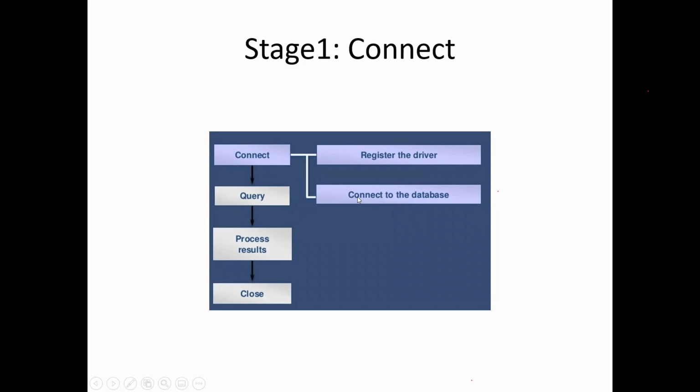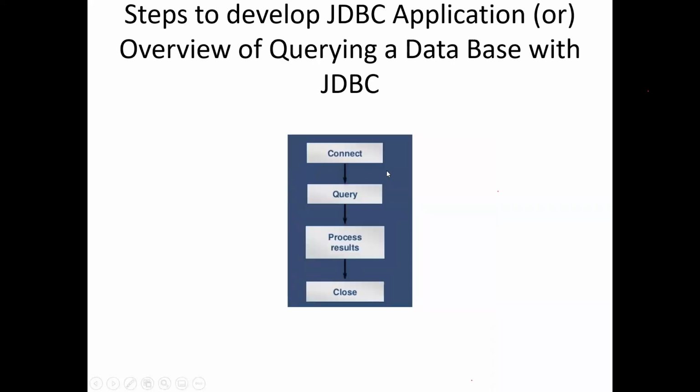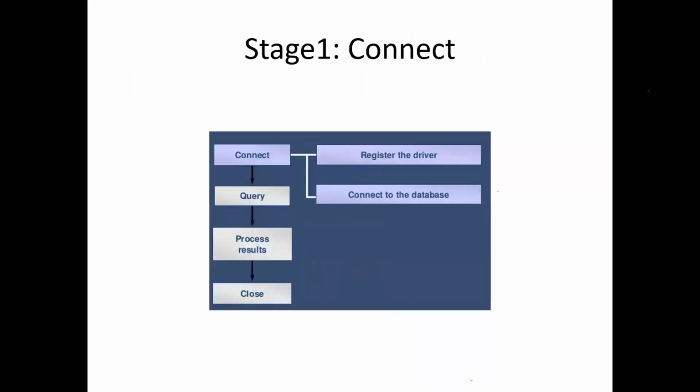Now how can we connect? Already our aim is to connect to the database. Already we know some queries, how to retrieve the data and how to communicate with the database. With the help of those queries, we will connect to the database. This is the first stage of the steps to develop a JDBC application. With the help of an example, we will see. In the connection, first we will register with the driver. After that, we will connect to the database.